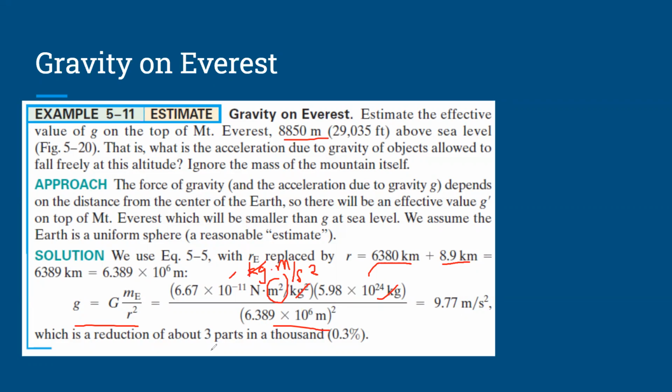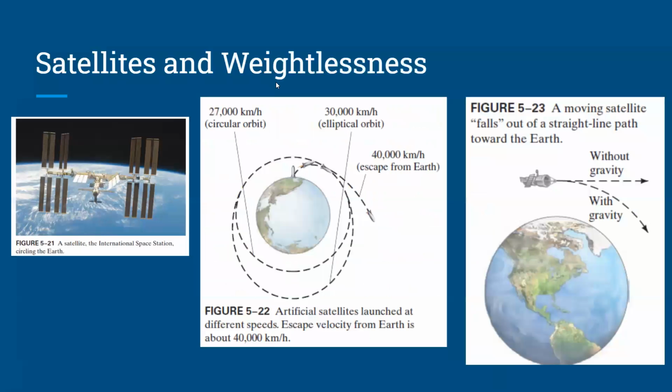So that is a reduction of 3 parts in 1,000, or 0.3%, on Mount Everest. So that is not too much. Okay, so that's a review of what we had last time.